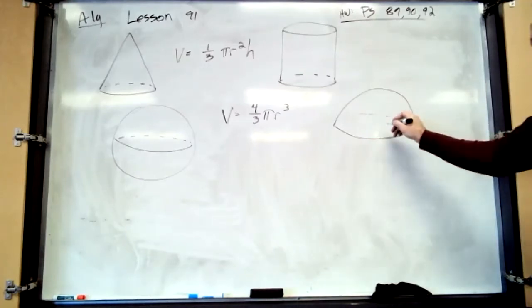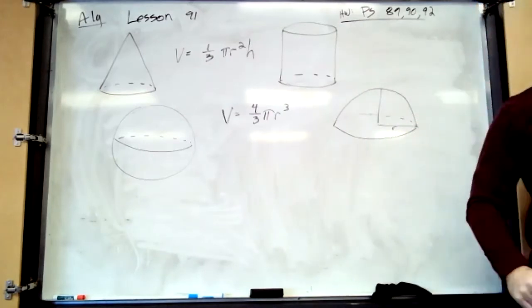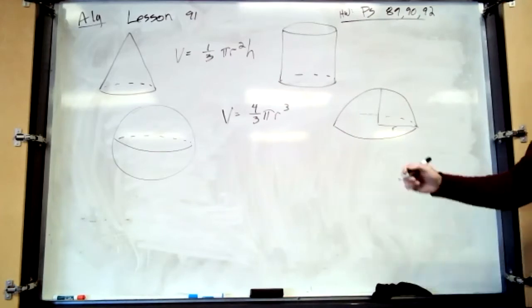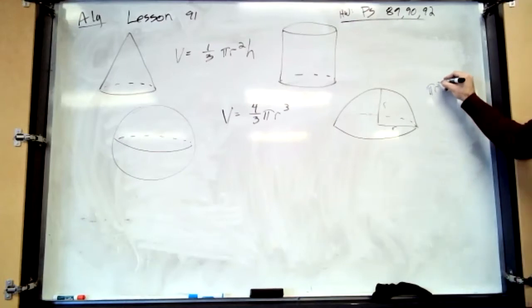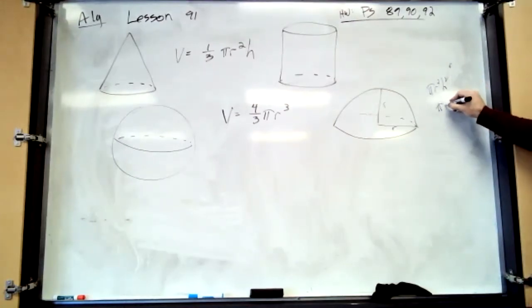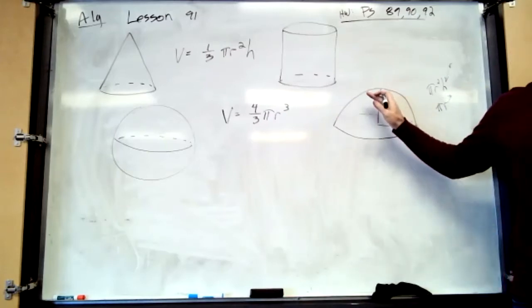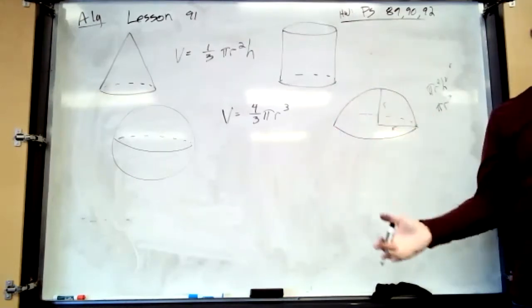Well, if this is radius, what's this? That's the height. But what's the height of that hemisphere? The same radius. So that's why it's pi r squared h, but h is radius, so that's why it's pi r cubed, okay? But this kind of looks like a cone, in between a cone and a circle, right?